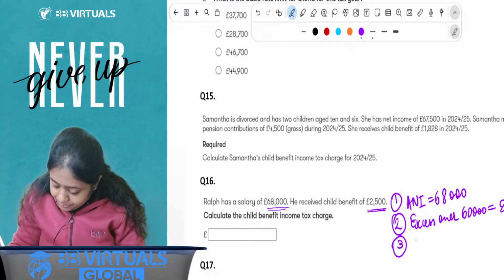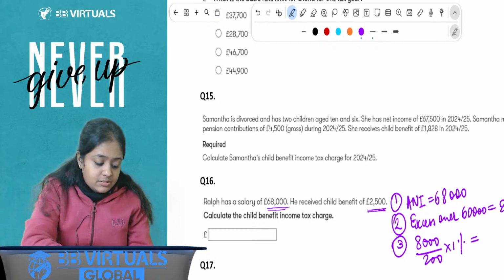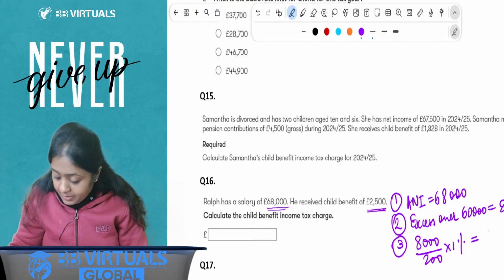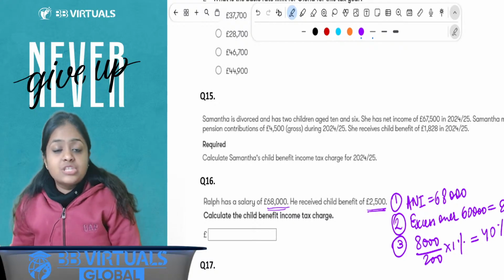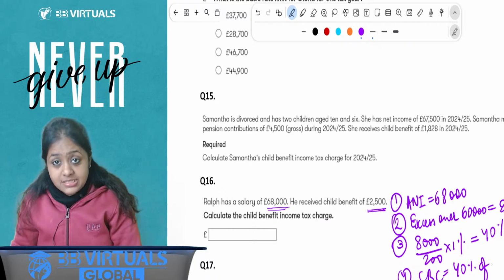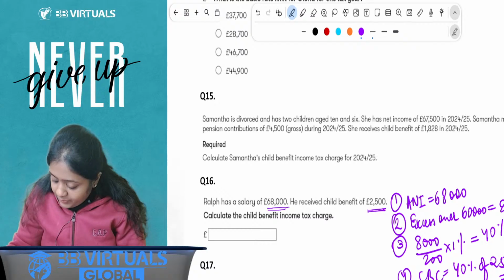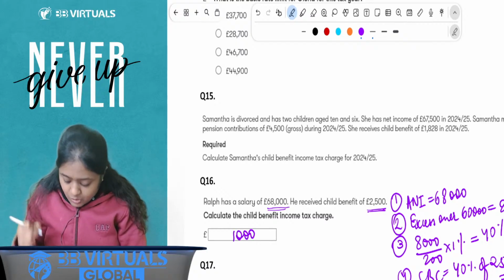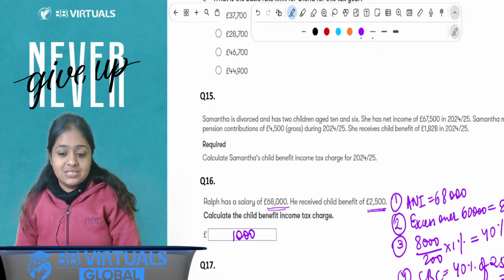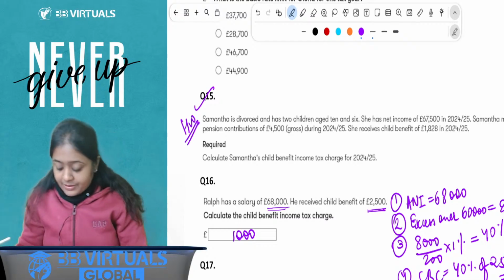Number 3, calculate 8,000 divided by 200 multiplied by 1%. That is 40%. So your child benefit charge is 40%. Step 4, what is your child benefit charge? 40% of the child benefit received. Child benefit received is 2,500, so 40% of 2,500 is 1,000. So my answer here is 1,000. Clear? Based on this, you will try this question also in homework.